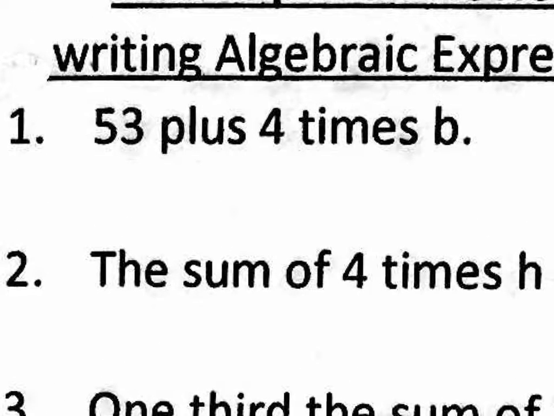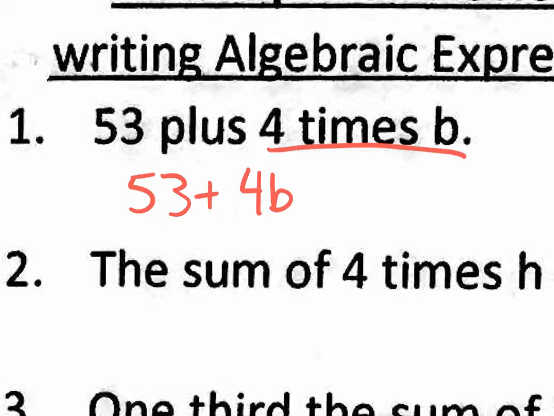What do I write? Well, it starts with 53, so I write 53. And then it says plus, so you put plus. Plus what? Plus 4 times b. How do we show 4 times b? 4b together. Why? Because when there is no symbol between the 4 and the b, that means you're multiplying.